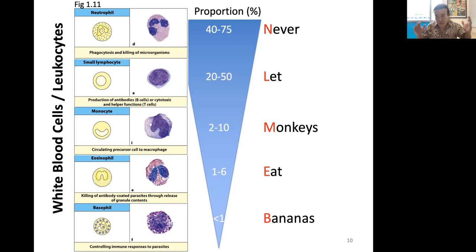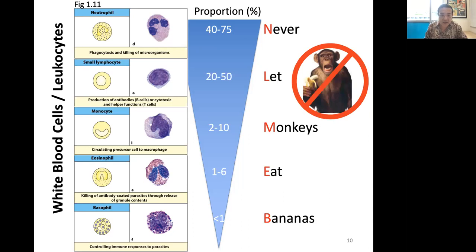Okay, and like pretty much now that you've learned it, you can't even forget it. So you're like all set. So that's all the studying you had to do for that, right? Never let monkeys eat bananas, right? Yeah, this monkey, he's like, no, not this again. I hate immunology class, right?